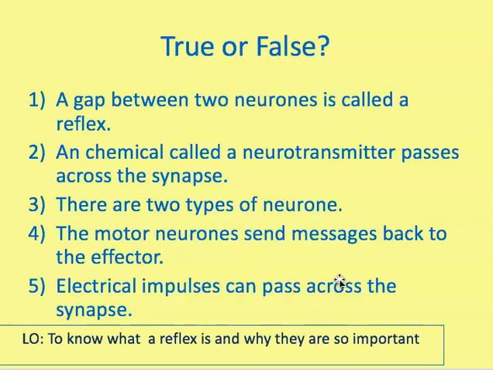Number 4, the motor neurons send messages back to the effector. That is true. And number 5, electrical impulses can pass across the synapse. That is false. Remember, the electrical impulses stimulate the neurotransmitter, so it's actually the chemical that diffuses across the synapse. Okay? Any that you got incorrect there, make sure you go over and try to embed them in your brain.